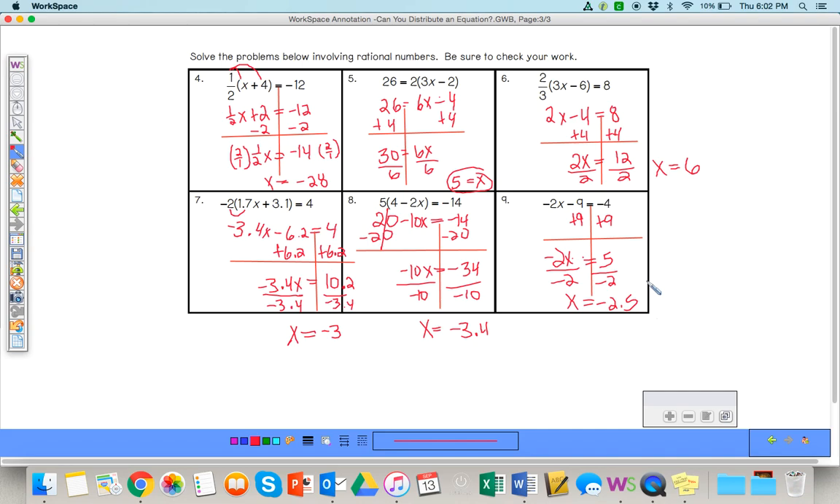All right, so we are going to grab the quick check that says, can you distribute an equation?